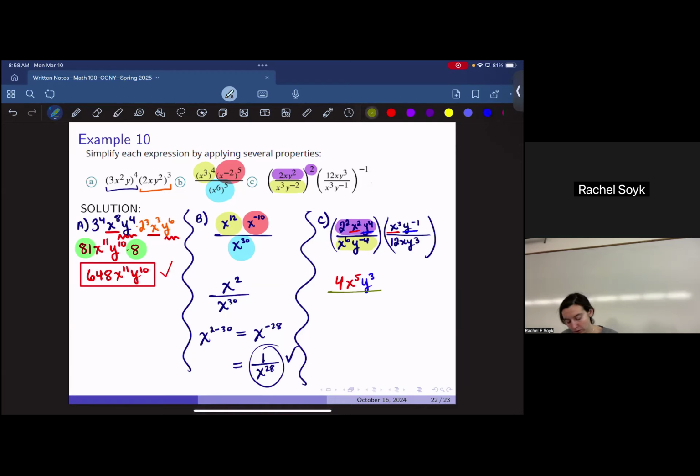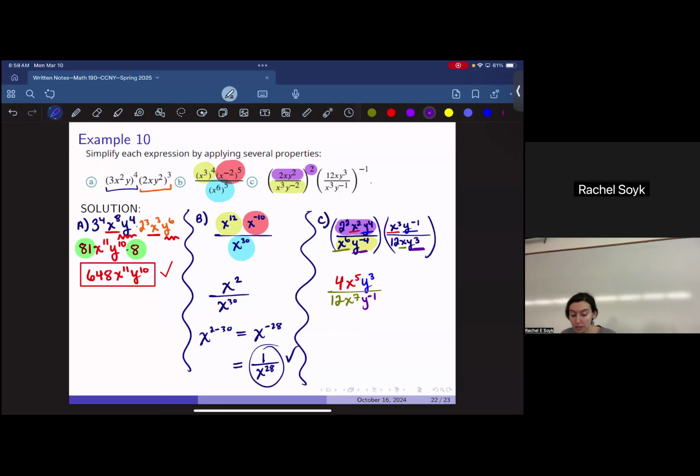All over, in our denominator, we have that 12. We'll put that out in front. And then we have x to the sixth times x. 6 plus 1 gives us x to the 7. And then we have y to the fourth and y to the 3. Sorry, y to the negative 4. So negative 4 plus 3 gives you negative 1.